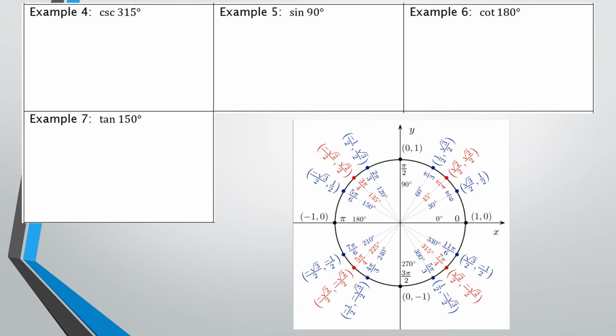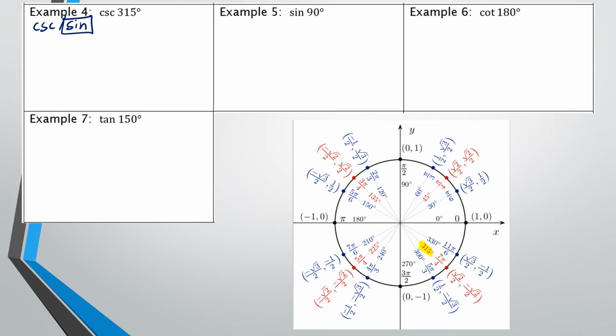To find the cosecant of 315 degrees, first we need to locate 315 on our unit circle, which is right here. And then we can't immediately get to our answer of cosecant, but what we can do is remember that cosecant and sine are reciprocals of each other. So if I can figure out what the answer for sine is, and then I flip it, that's going to give me my answer for cosecant.